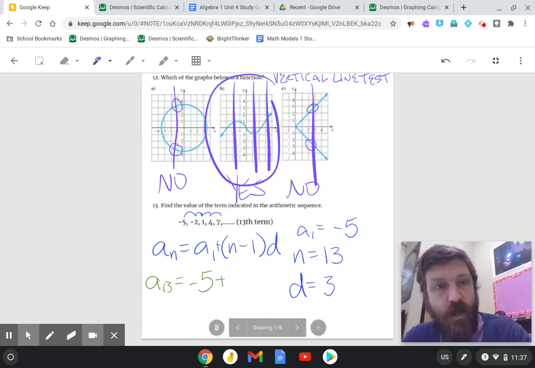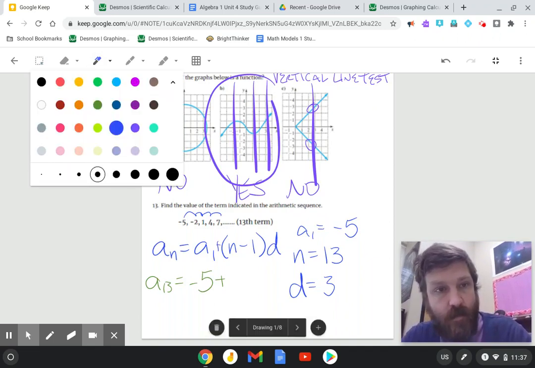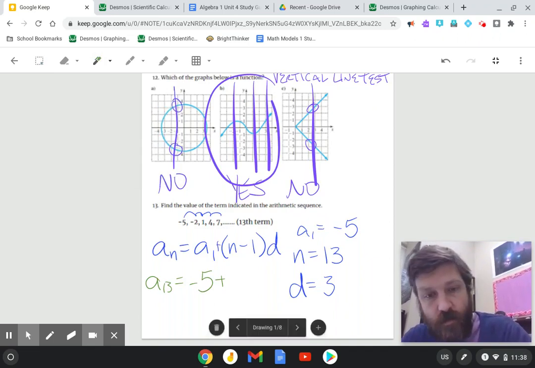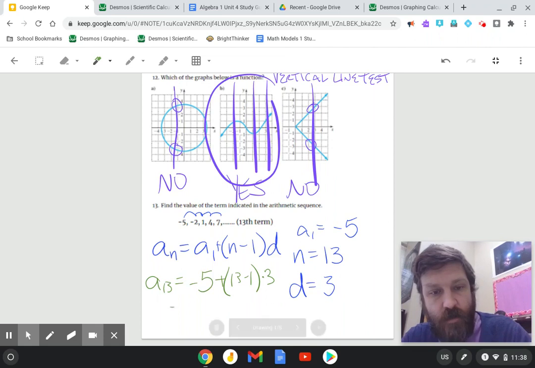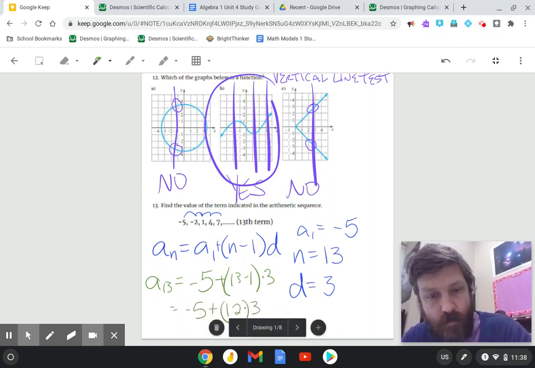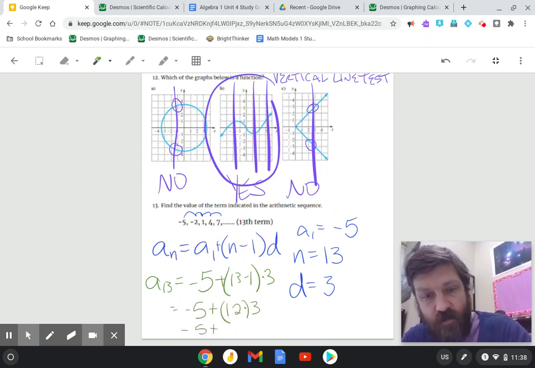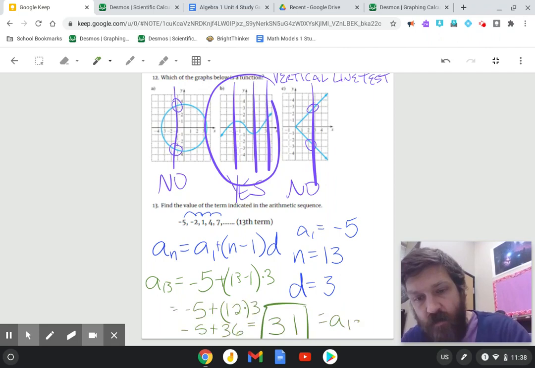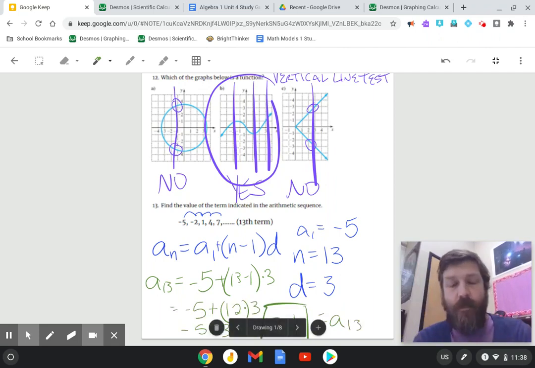Plus, there we go, plus n minus 1, 13 minus 1 times 3. Let's work all that out. Negative 5 plus 12 times 3. Negative 5 plus 36 equals 31. That is the value of the 13th term.